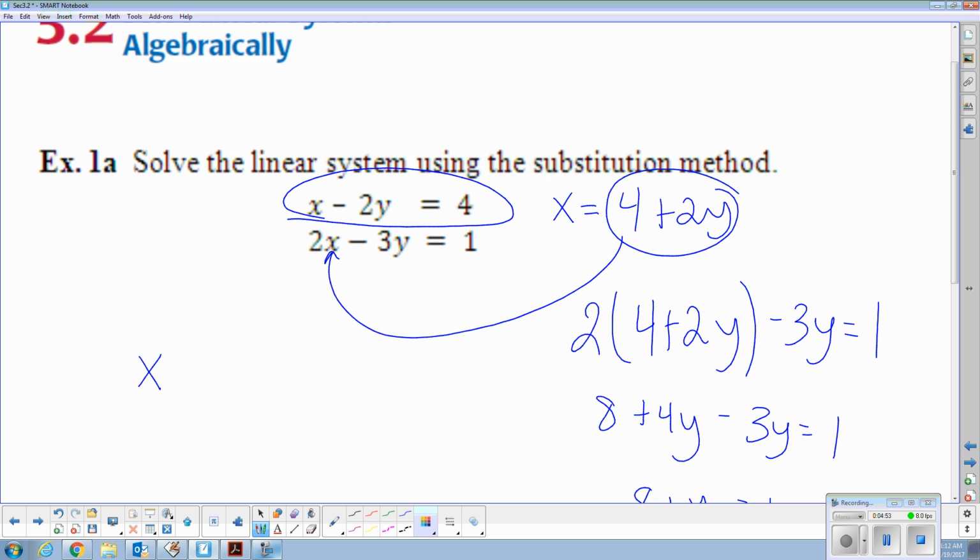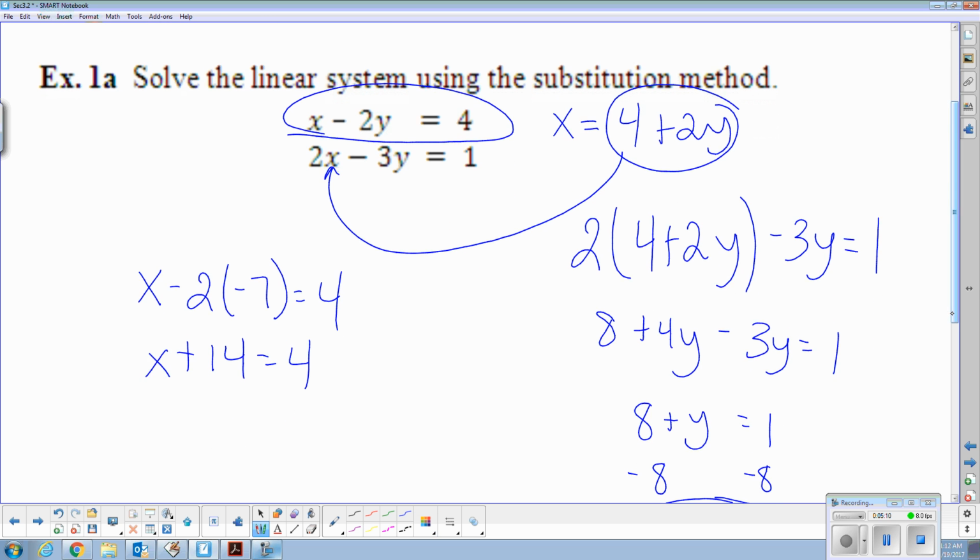I'm just going to use this first one, but it really doesn't matter which one you use. I'm going to say x minus 2 times -7 equals 4, and now I can solve for x. So x plus 14 equals 4, subtract 14 from both sides, and I get x equals -10. Every single time after you solve for your two variables, go back to the original equations and make sure those two variables are actually a solution.